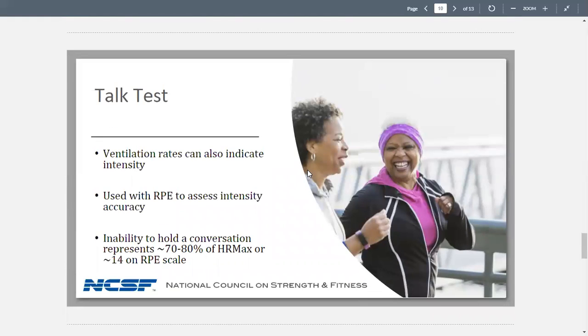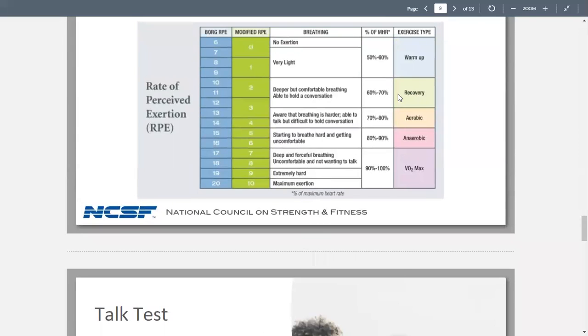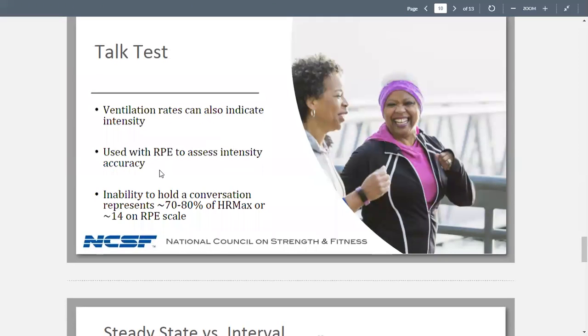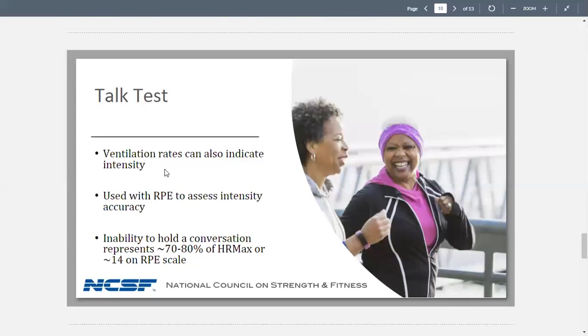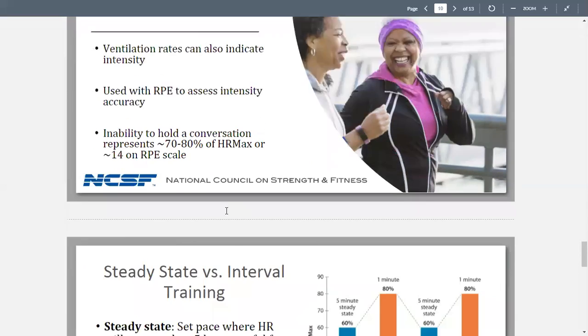Talk tests. Ventilation rates can also indicate intensity. If you're able to talk, then you are at the recovery stage, 60 to 70% of max heart rate. It's a great stage to work in here. Used with RPE to assess intensity accuracy, an inability to hold a conversation represents 70 to 80% of heart rate max, or 14 on the RPE scale.